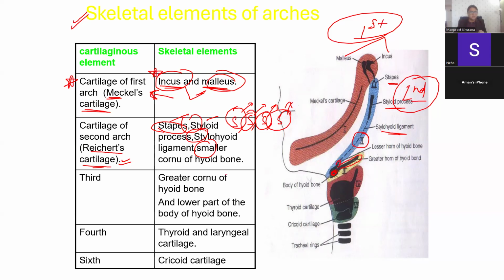Now we have the third pharyngeal arch, that is the greater cornu of the hyoid bone and lower part of the body. So we have the greater cornu and lower part of the body through the third arch mesoderm. Now the fourth and sixth arch. The fourth is thyroid and laryngeal cartilage, and the sixth is cricoid cartilage. So the thyroid is formed through the fourth and cricoid through the sixth.